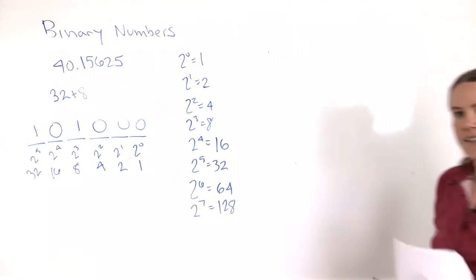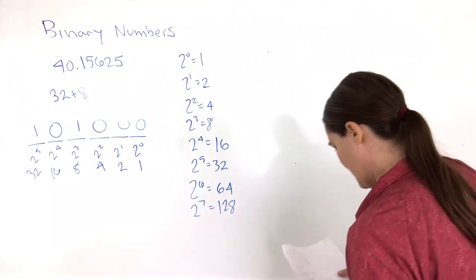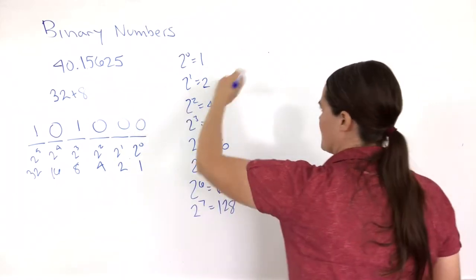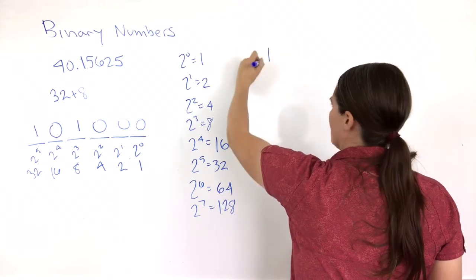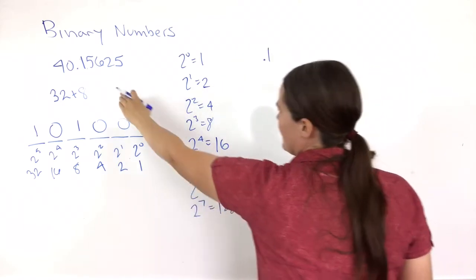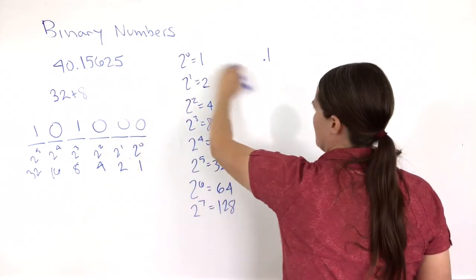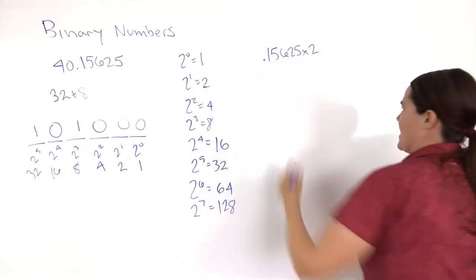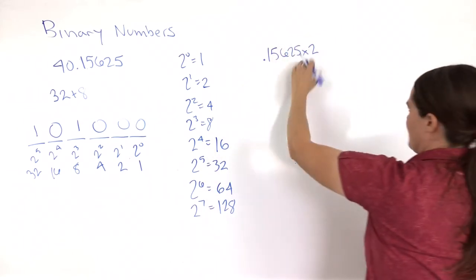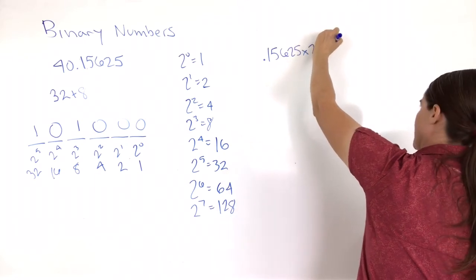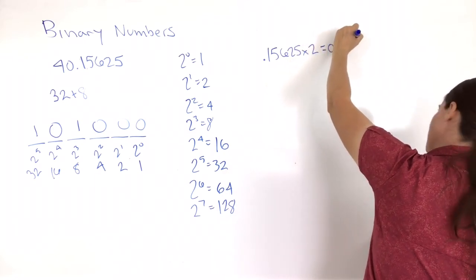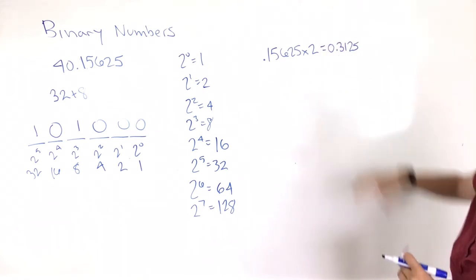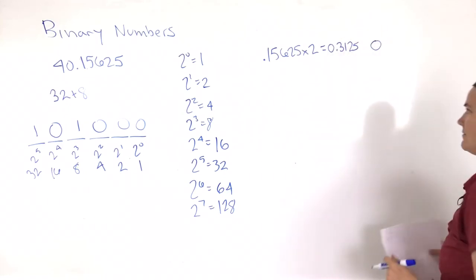The fraction is a slightly different process, and it's pretty easy if you just follow the steps. So first of all, I want to write down the fraction, or this part of the number. So 0.15625, and I want to multiply that by 2. So I have 0.15625 times 2, and this is equal to 0.3125. And since this is less than 1, I'm going to put a 0 right here.